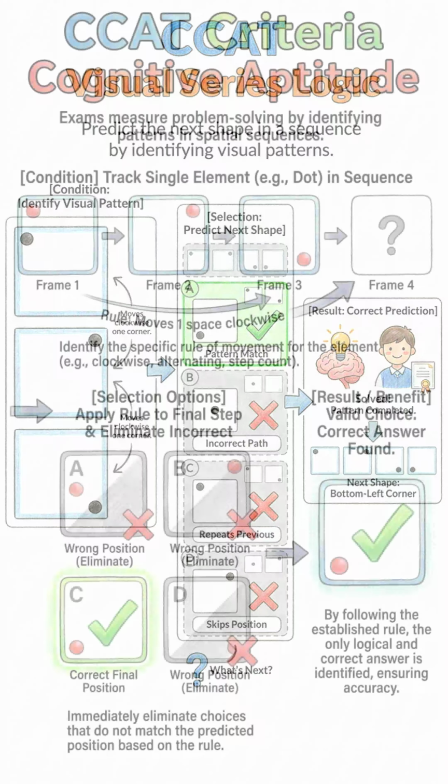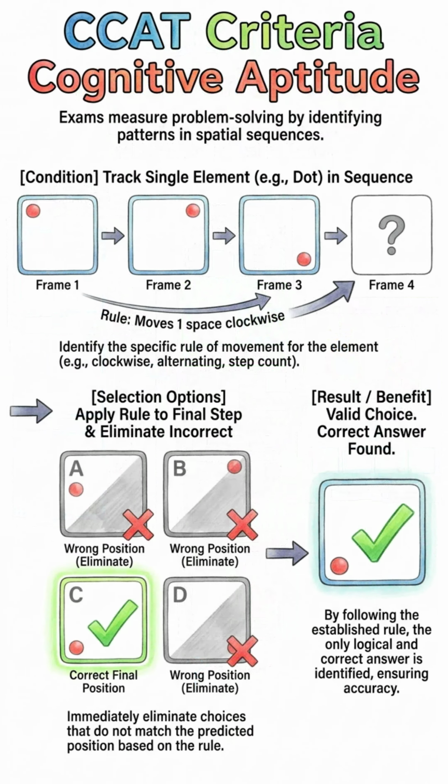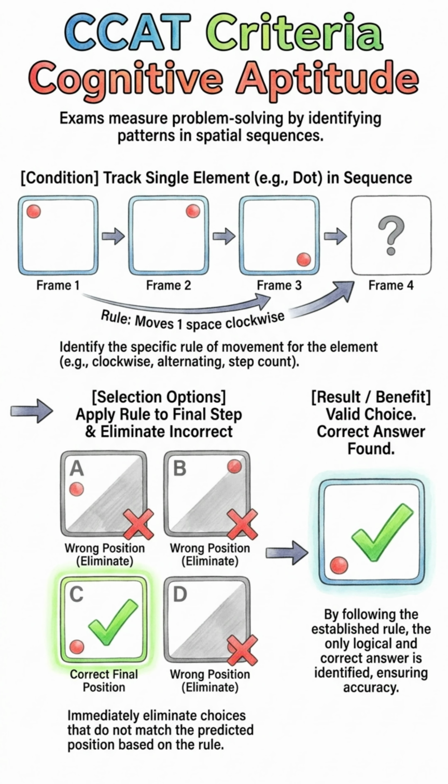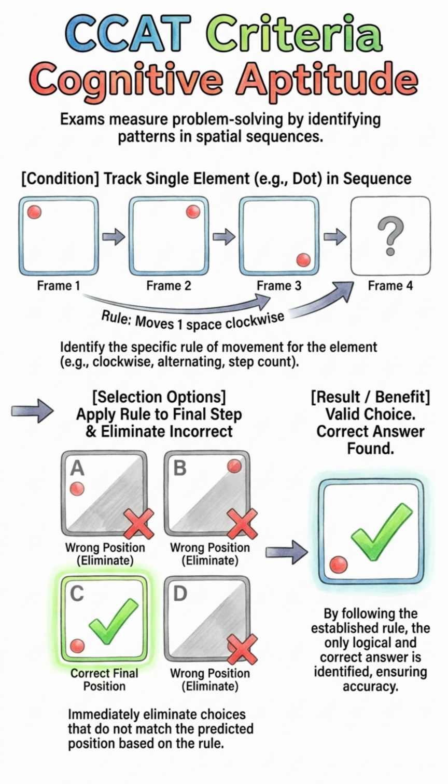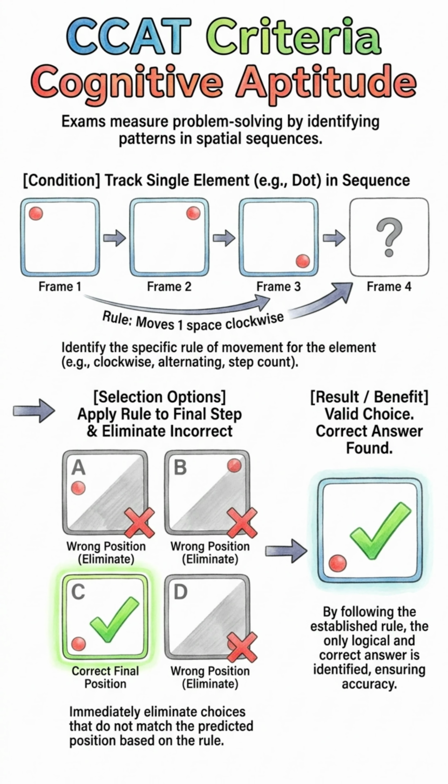As you track a single element like a dot across a sequence, you need to determine its specific rule of movement. The element might be moving clockwise around the corners of a square, or it might be alternating between the top and bottom of the frame. Count the steps it takes between each frame, noting if it moves one space, two spaces, or follows a growing pattern like one space, then two spaces. Once you figure out the rule for that single element, you can immediately eliminate any answer choices that place the dot in the wrong final position.